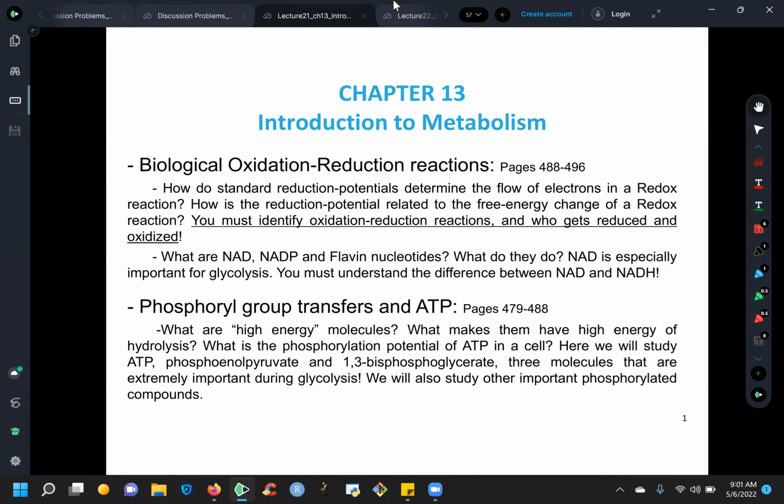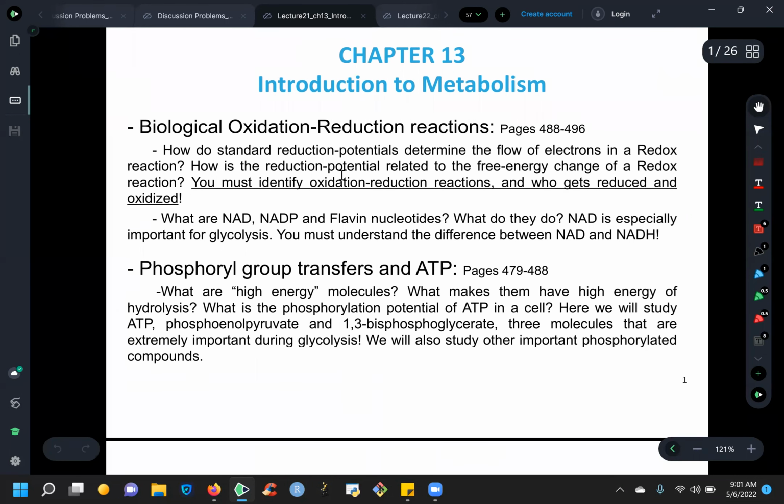So here we go. Lecture 21, Introduction to Metabolism, Biological Oxidation, Reduction, Reactions. So remember, follow the hydrogens for this kind of stuff. Oxidation means that there's no hydrogens, and then reduction means that there are hydrogens. And always try to keep an eye on what is being oxidized and what is being reduced.